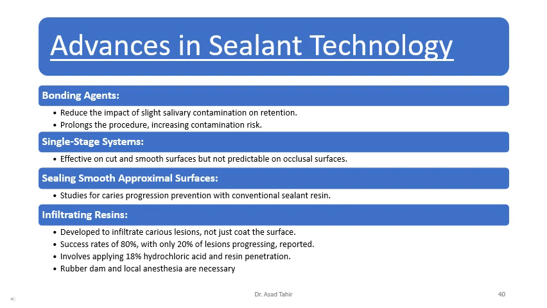Sealing smooth approximal surfaces. Studies are being conducted to evaluate the effectiveness of conventional sealant resin in preventing the progression of caries on smooth approximal surfaces. Infiltrating resins are designed to penetrate carious lesions rather than simply coating the surface. Reported success rates are around 80%, with only 20% of lesions progressing. The procedure involves applying 15% hydrochloric acid followed by resin penetration, which requires the use of rubber dam and local anesthesia.